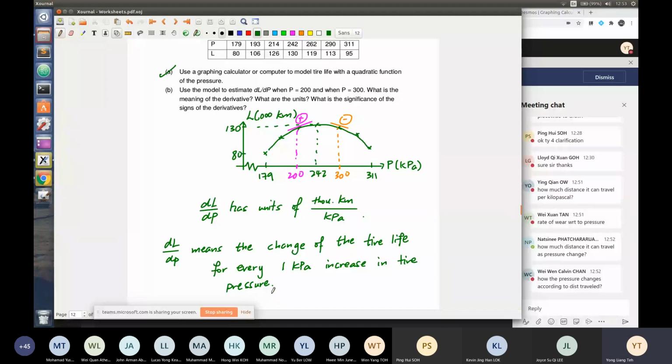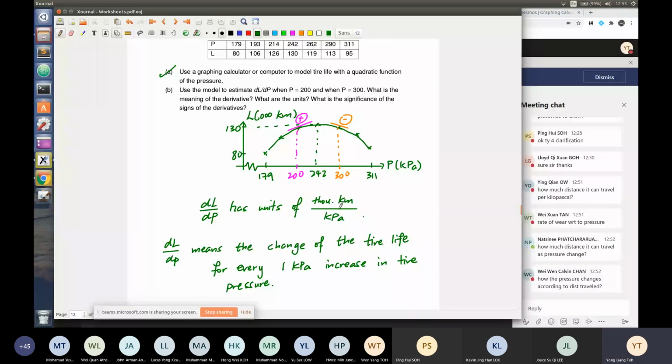Okay, so this is the representation. It means, what is the change in the tire life in thousands of kilometers for every 1 kilopascal increase in the tire pressure? Because this is 1,000 kilometer per kilopascal. For every kilopascal, right?